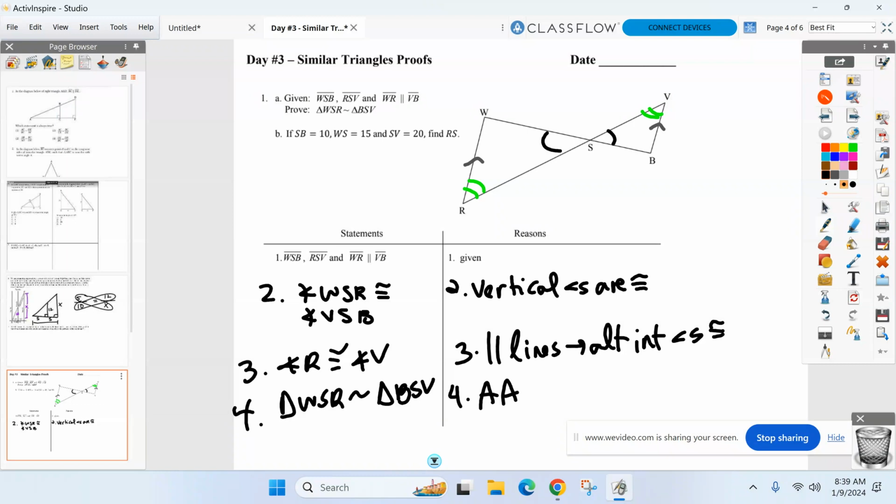It seems easy, I get it, but guess what? Finding those angles sometimes is a little tough. Questions there? Vertical, alternate interior.